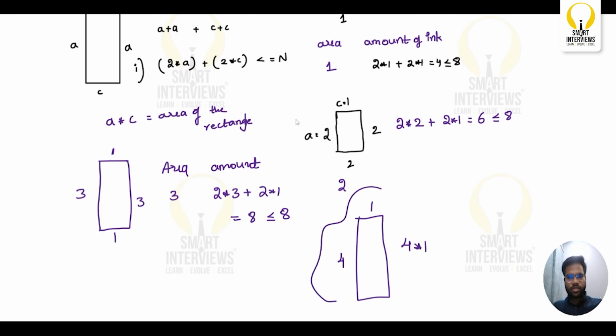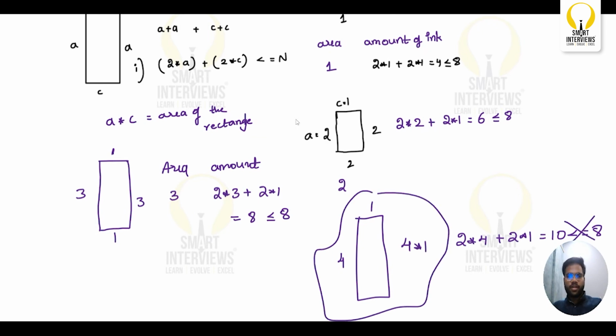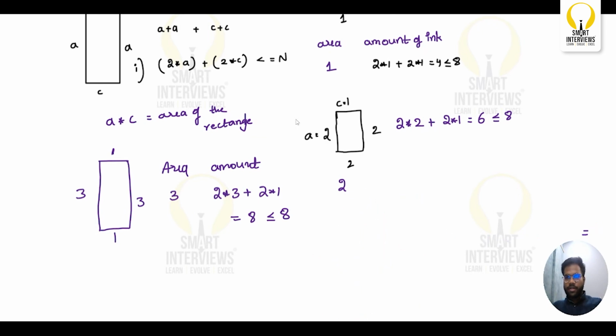But is it possible to draw this rectangle with the ink present in my pen? Let's calculate. 2 into 4 plus 2 into 1, which is equal to 10, which is not less than or equal to 10. This fails. So we cannot draw this rectangle. Okay. Now, what I did here, I go on increasing the length of the rectangle.